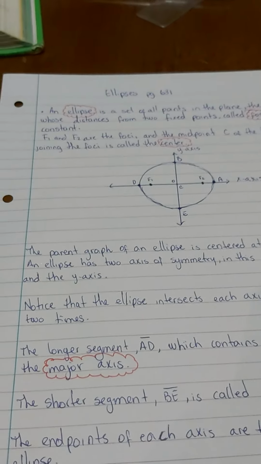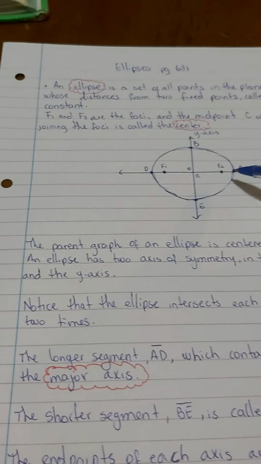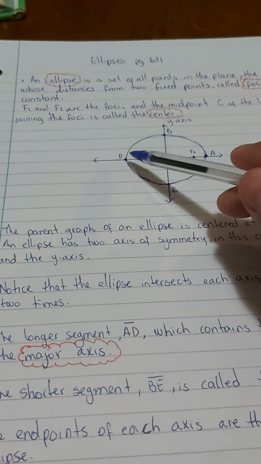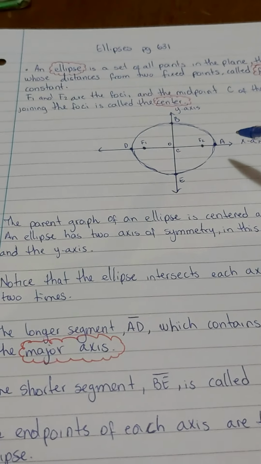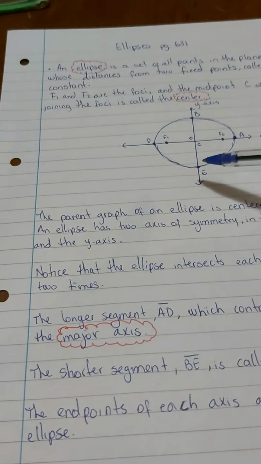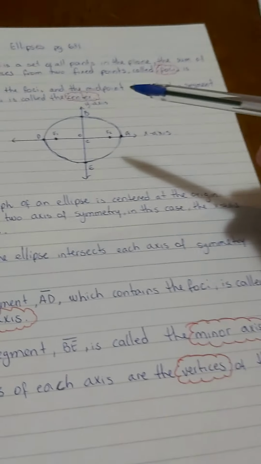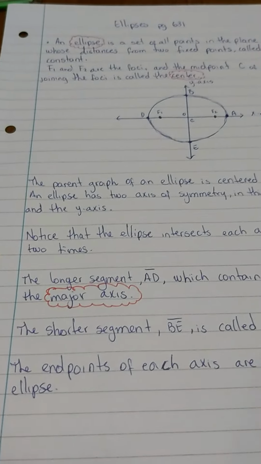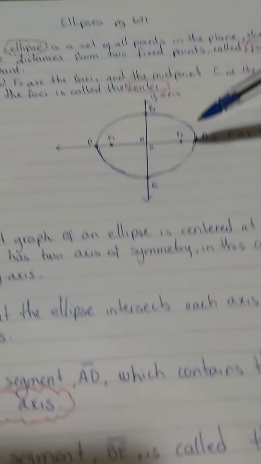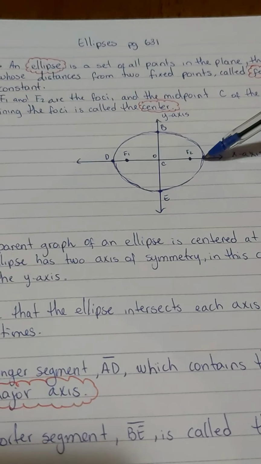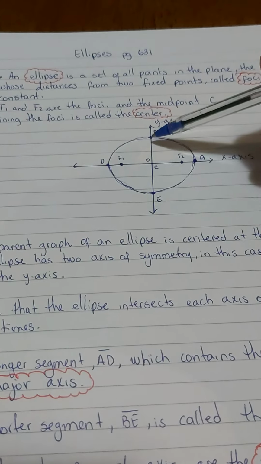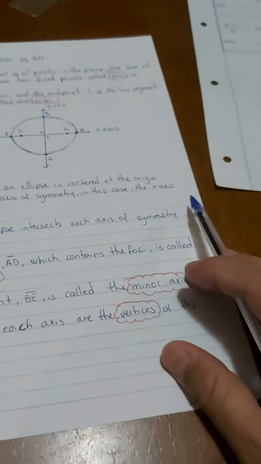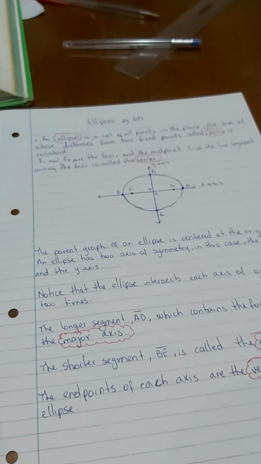Now, the longer segment AD, which contains the foci, is called the major axis. The shorter segment BE is called the minor axis. The endpoints of these axes, in this case for the major axis, the endpoints are A and D, and for the minor axis, B and E, are called the vertices of the ellipse.